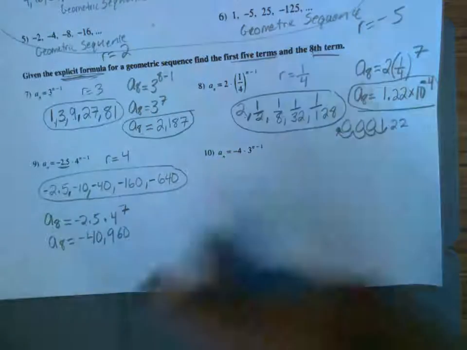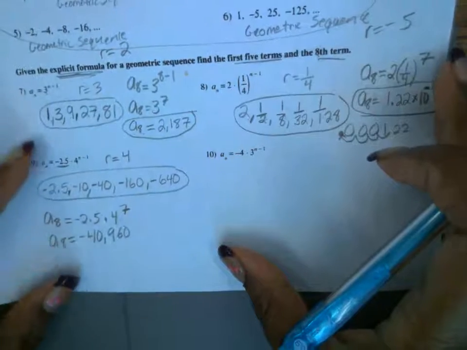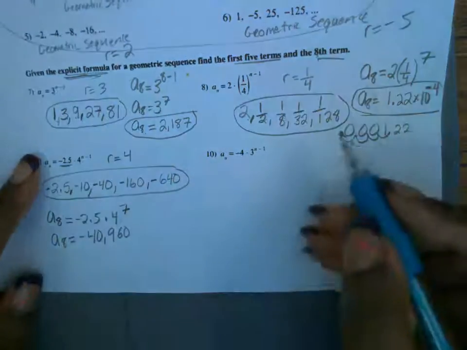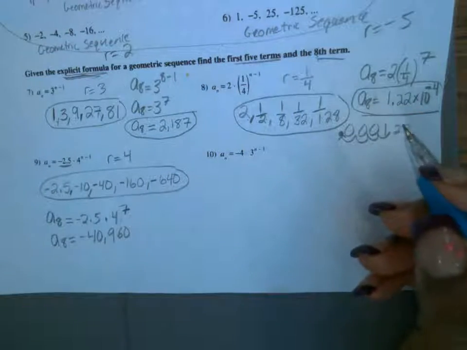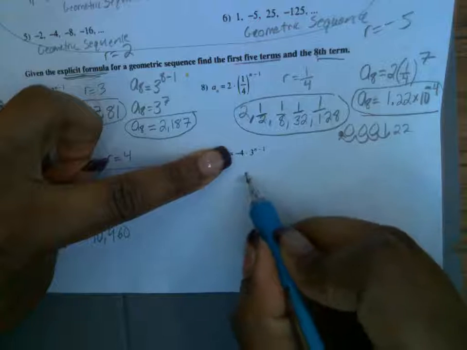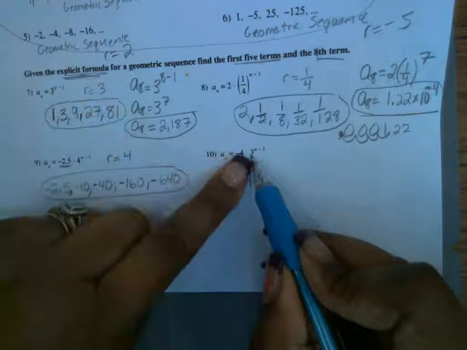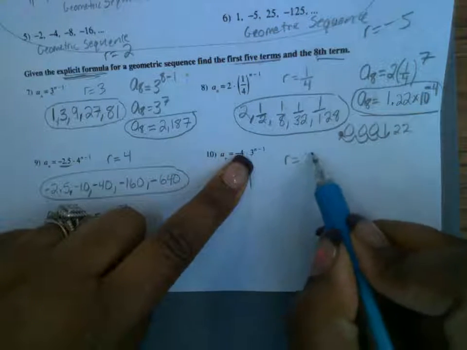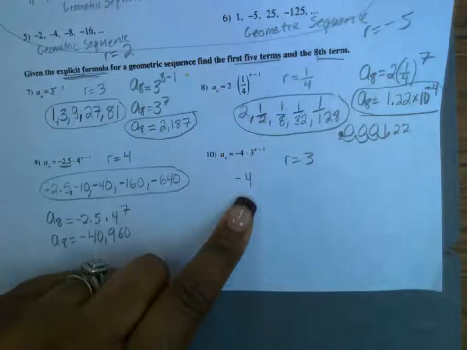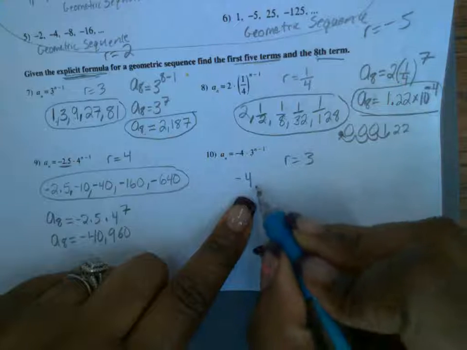All right, good people. Let's see. There we go. All right, so here we're going to start. Our first number is -4. Our common ratio is this right here, 3. R is 3. So we're going to get the next 4 numbers. We want 5 numbers, the first 5 numbers. So let's multiply by 3.